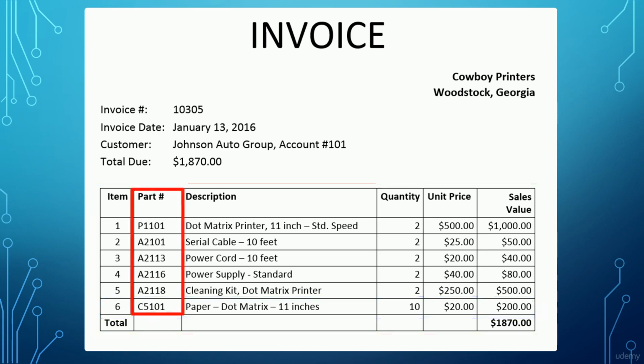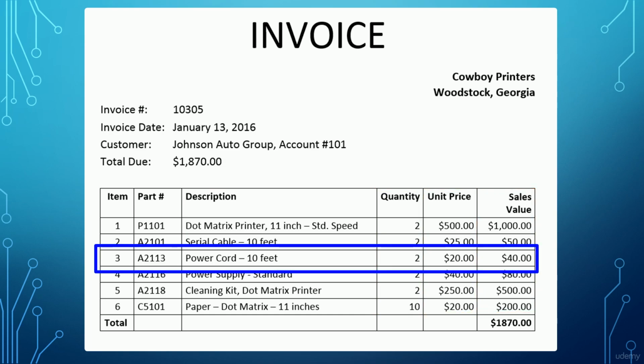Each row in the list shows the part number, which is a code to identify the product, a description of the product, the quantity they bought, the unit price for just one, and the total sales value for each line item. So line item number 3, right here, shows that the customer bought part number A2113, which are power cords. They bought 2 of them at $20 each for a total of $40.